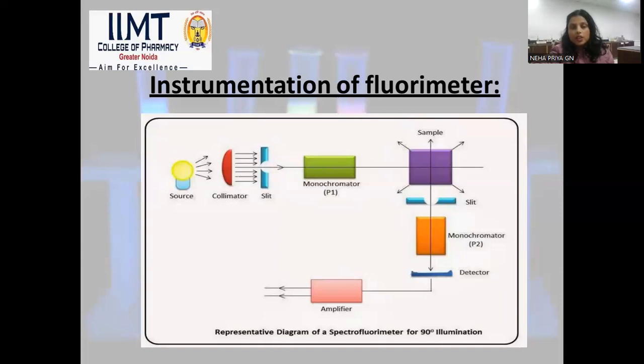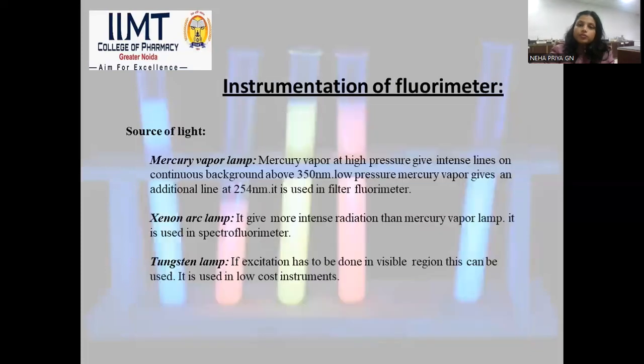So the new thing introduced in fluorimetry is that the instrumentation is in the 90-degree format, because, as I have already told you, we want the radiation emitted by the sample, and we don't require the radiation which we have given to the sample.